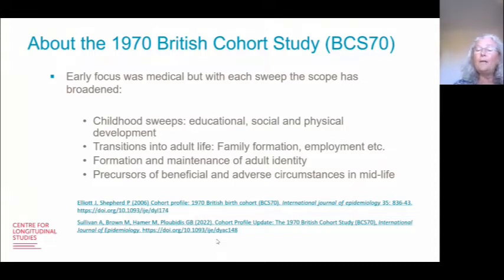And if you want to find out more information on the history and what's available, we have two cohort profiles for the BCS70. The first one by Elliott and Shepherd was up to age 34, and a recent updated profile is available of the last three sweeps, ages 38, 42 and 46, as well as information on the COVID surveys.